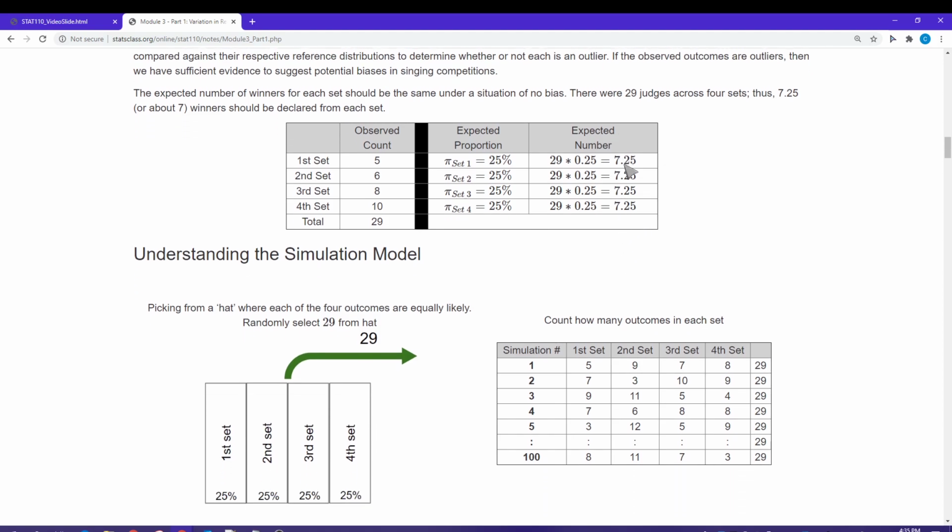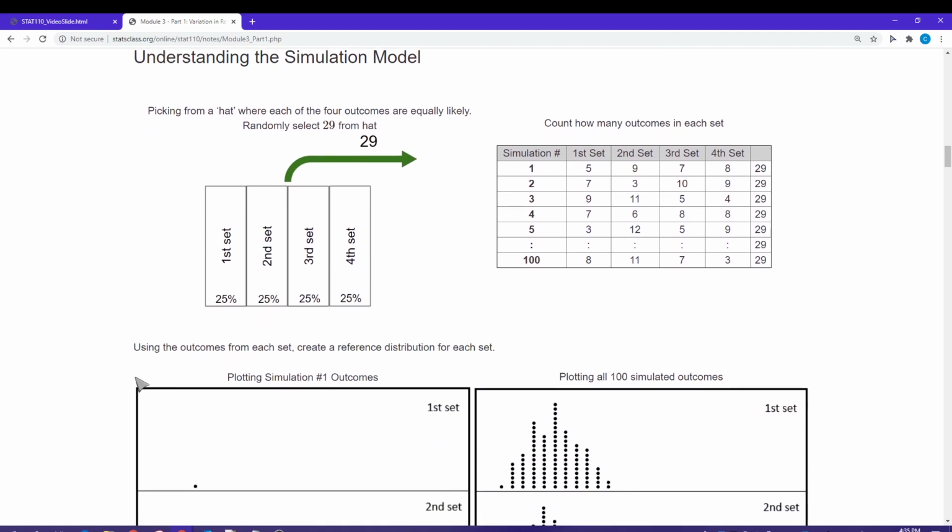So again, this is the expected number of winners for each of the sets under a situation of no serial order bias. All right, so how do I set up my simulation model? Well, my simulation model is going to have a total of 4 outcomes. So you can imagine a hat that is divided into 4 equal pieces. Each of those represent 25%. I'm going to pull 29 out of the hat because that's how many judges we had.